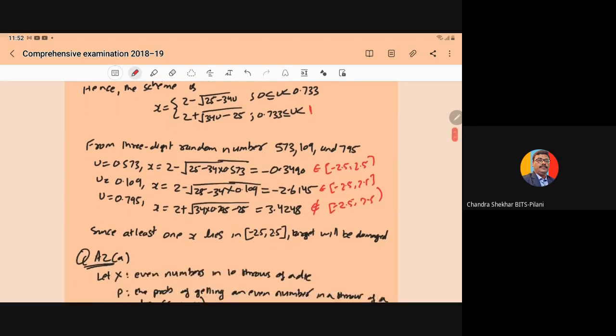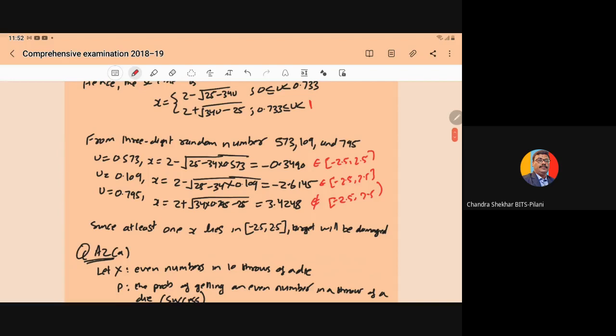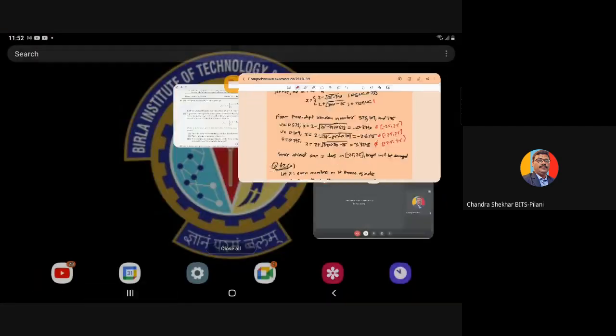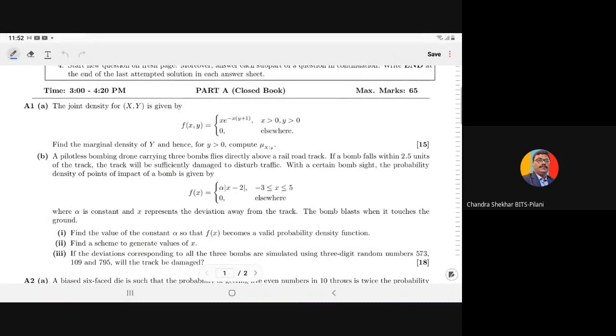It means since at least one x lies in the range minus 2.5 to 2.5, the target will be damaged. So when the target is damaged, it means your rail track is damaged, right? Rail track is damaged or traffic will be hindered. So that is question number A1, part A and part B.